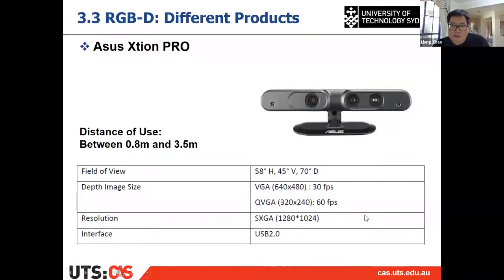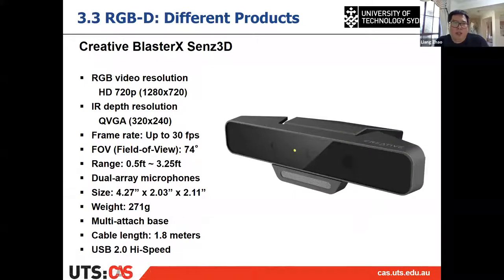And then the next one is the Creative Sense 3D. The RGBD resolution is 720p, and the depth resolution is not that high, it's 620 by 240. And the field of view is a bit large. I used that before when I was in London. The only thing for this one is the range is quite short. If you have a very short range, then you can use that.